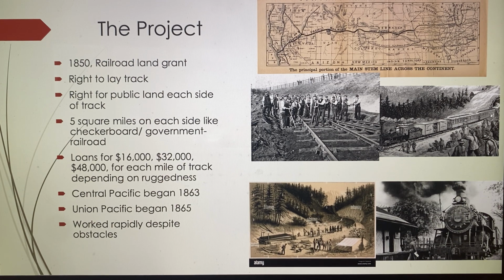The Central Pacific began in 1863, and the Union Pacific began in 1865, these 2 railroads to meet. And they worked rapidly despite obstacles, almost like a race to see who could get there first. So there was constant work going on the Transcontinental Railroad. Most important project at this time.